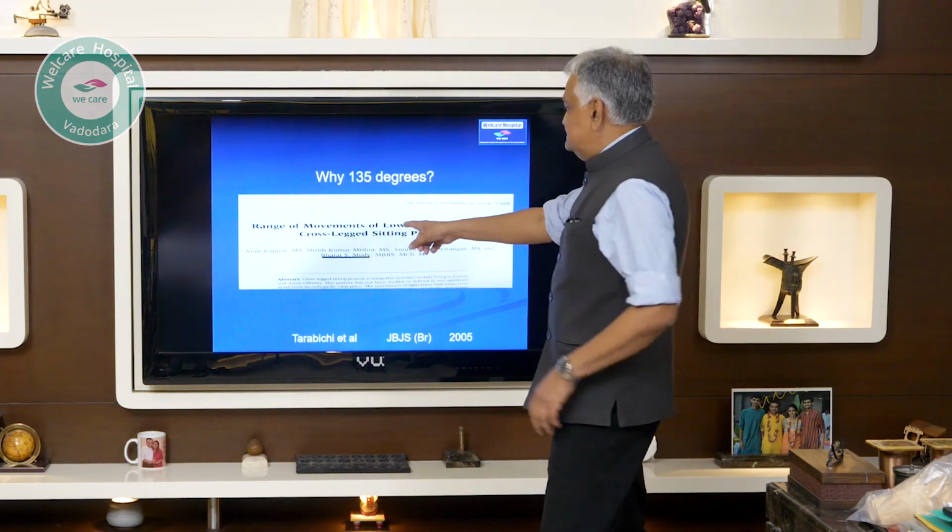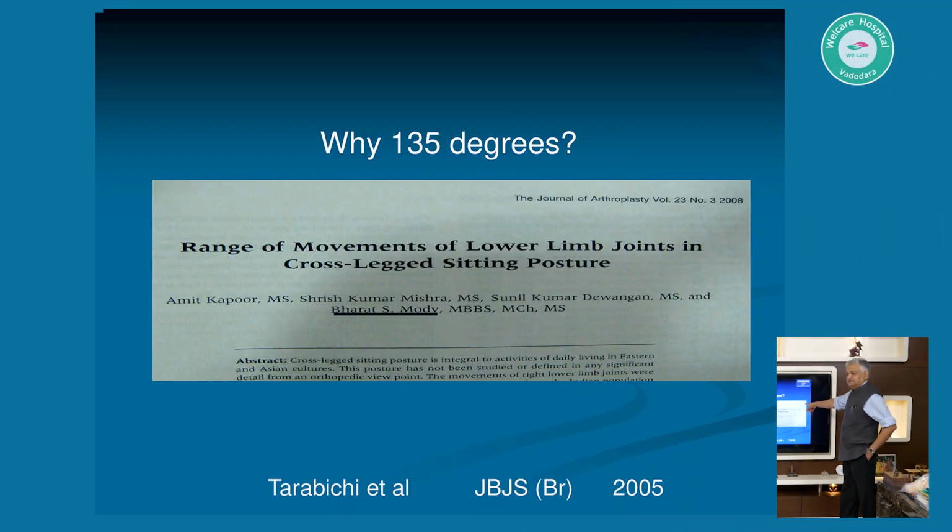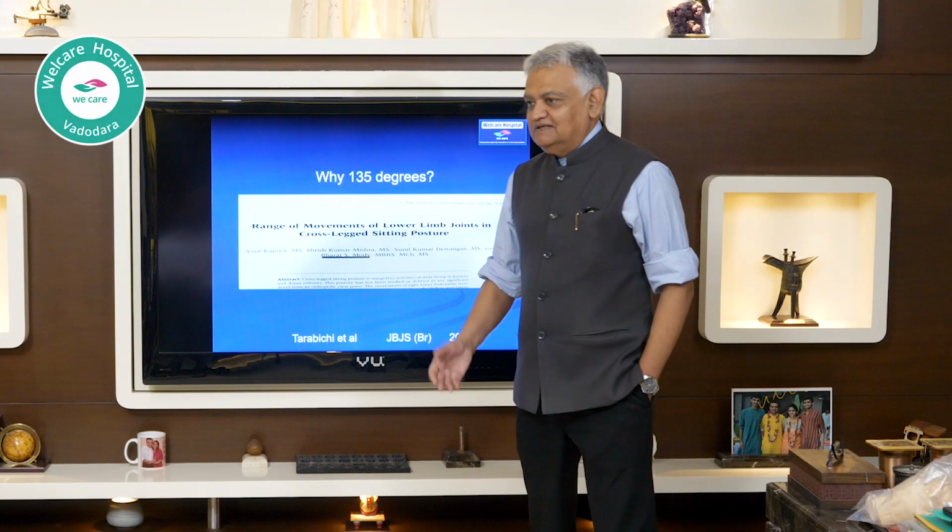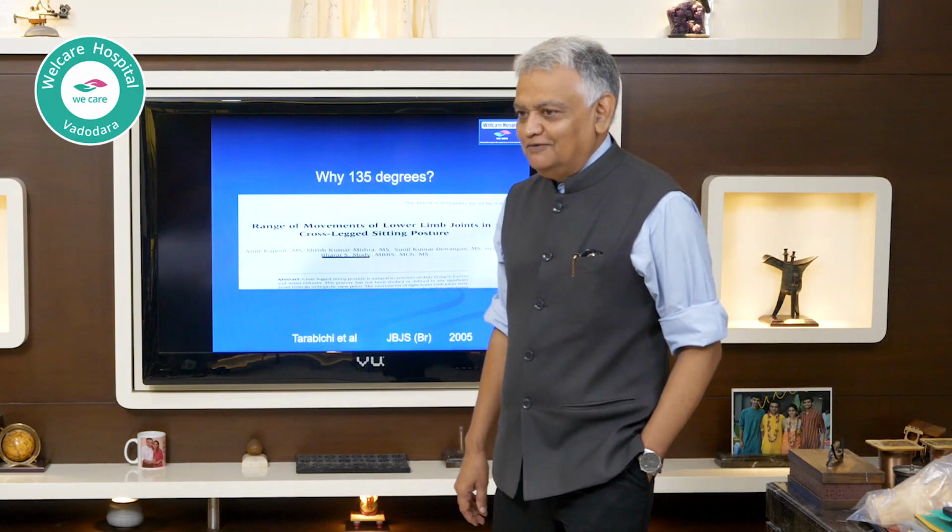So you can go to the Journal of Arthroplasty of 2008, this volume, and you will find range of movement of lower limb joints in cross-leg sitting posture. These guys, Amit Kapoor, etc., these were my fellows. But in those days, I had fellows who were ready to put in the work required to write up what I was doing. So, just an inspiration, I hope, for the present generation.